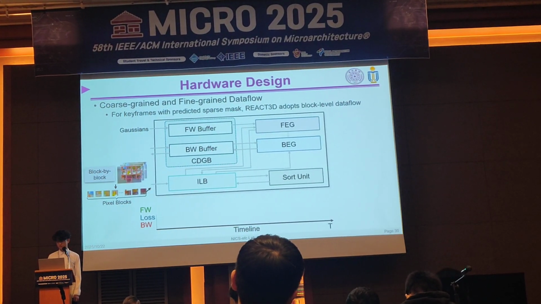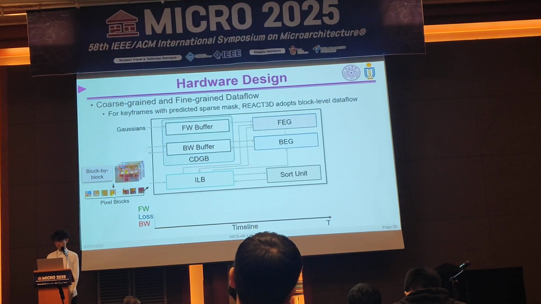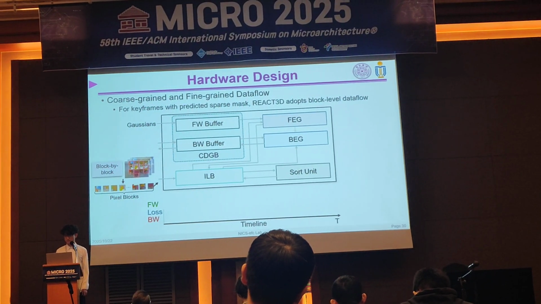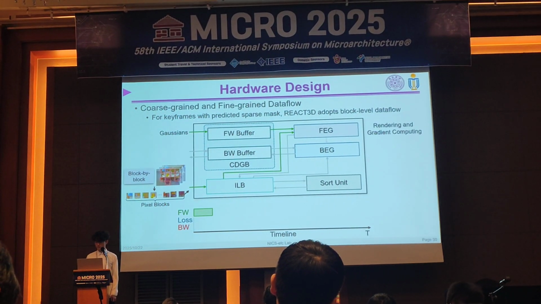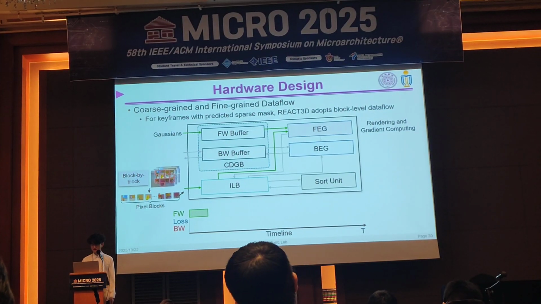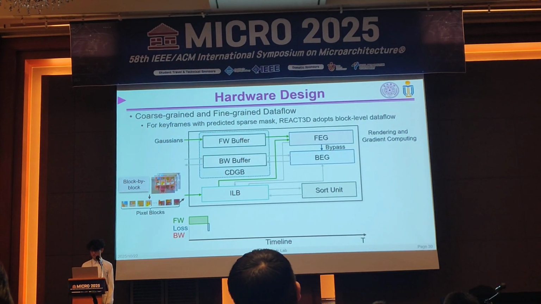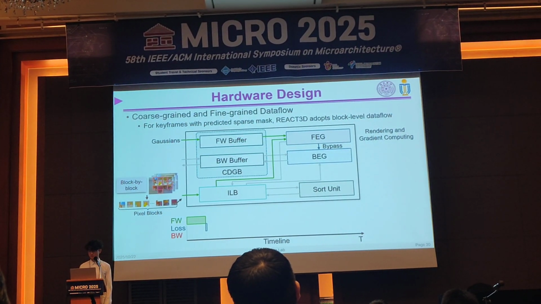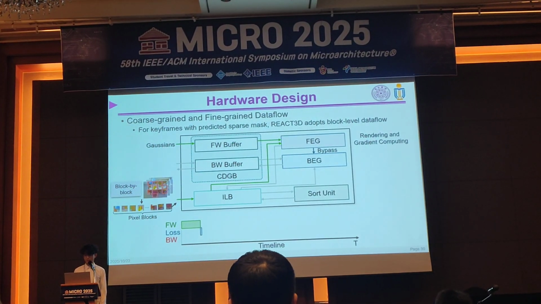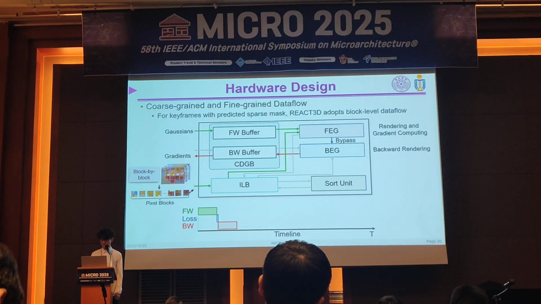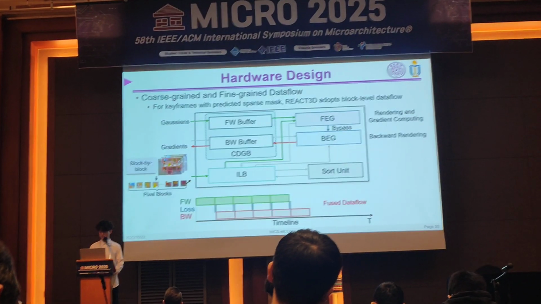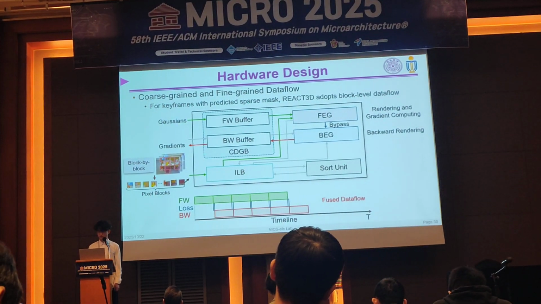However, for the frames with a predicted sparse mask, REACT3D switches to a block-level fused data flow, and two key changes happen here. First, the hardware processes the image block by block, guided by the predicted mask. And second, the FEG calculates the gradients and bypasses them directly to the BEG, which can then immediately start backward propagation for that block. The result is clear in the timeline: the forward and backward pass for each block are now tightly overlapped, achieving high hardware utilization.